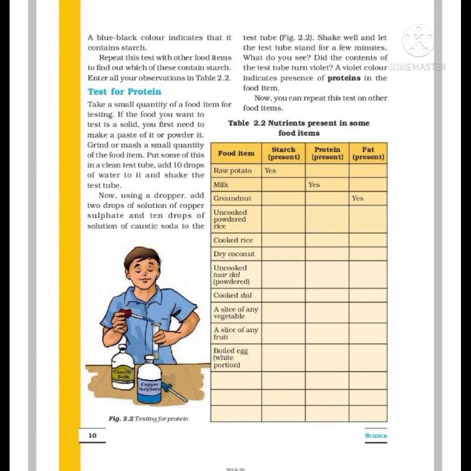So what are the food items rich in protein? Yes, it will be milk, dal, egg, etc. All these are food items rich in protein. The remaining part of the chapter we will discuss in the next class.